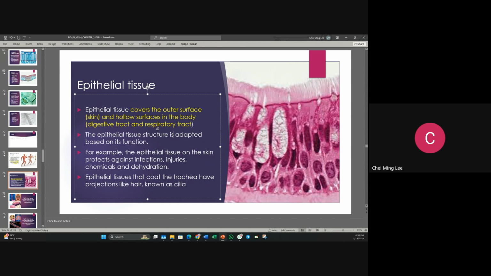Okay. So normally the epithelial tissue structure is adapted based on the function. It means that it is used to cover all the space that can be exposed, whether exposed internally or exposed to the external environment. So for example, the epithelial tissue on your skin protects against infection.